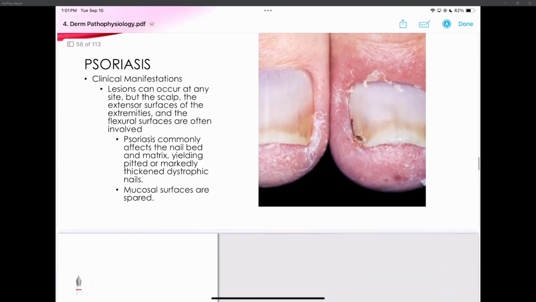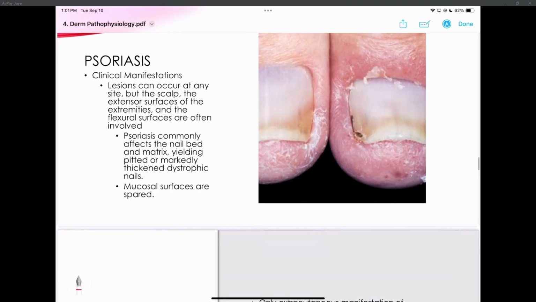Clinical manifestations of psoriasis. They can affect the nail bed. So have pitting nails. Okay, they can occur at any site but the scalp, extensor surfaces of the extremities, and flexural surfaces are most often involved. Again, it can also affect the nail bed, which is what we see here. Mucosal surfaces are spared. So where will you not see psoriasis? In the mouth and in the anus. Remember, the anus is mucosal tissue as well.